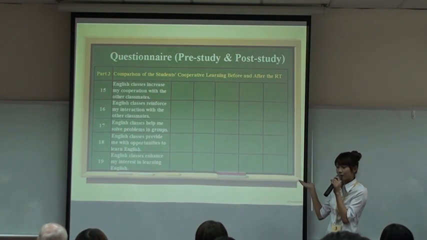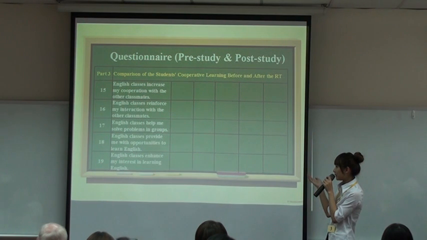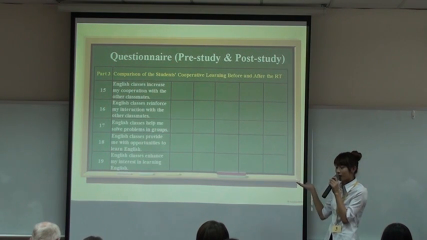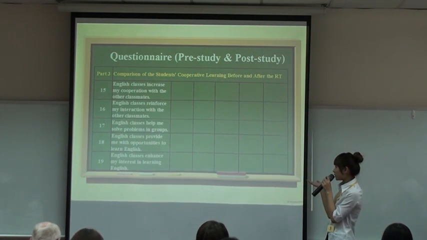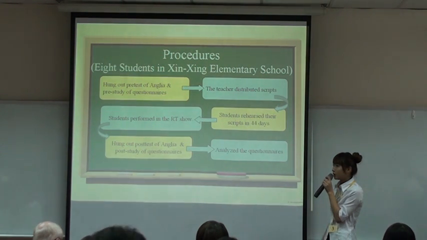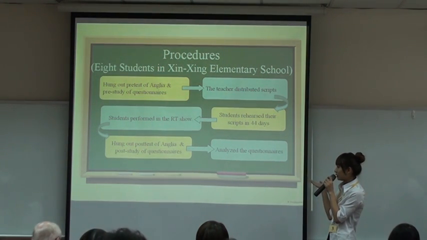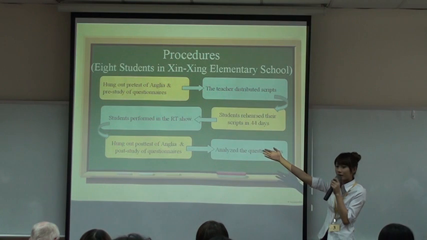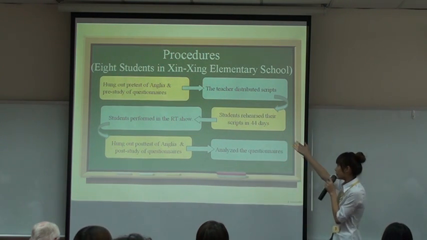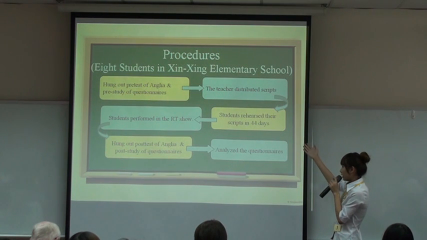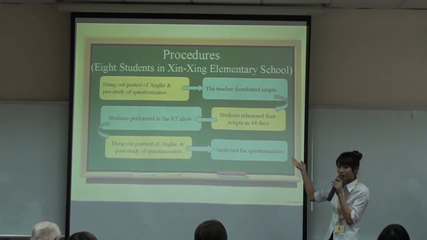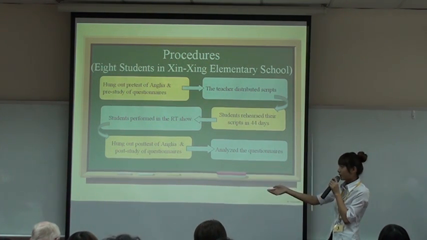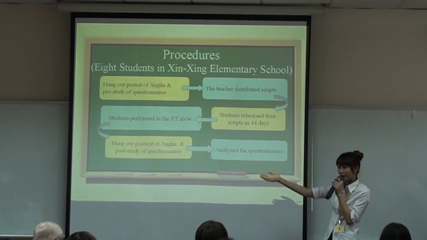This part aims to investigate students' responses to cooperative learning and explore cooperative learning on students' English learning. This study was designed to be conducted over 44 days. First, we handed out the pre-test of Anglia and pre-study questionnaires. Then the teachers distributed scripts. Second, 8 students rehearsed their script over 44 days. Then, students performed in the RT show.